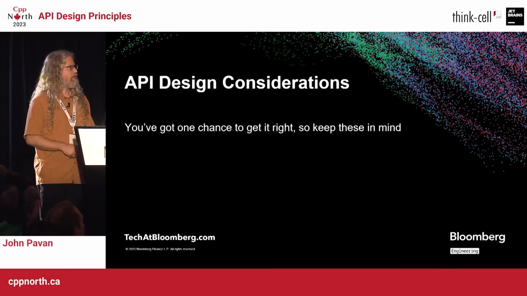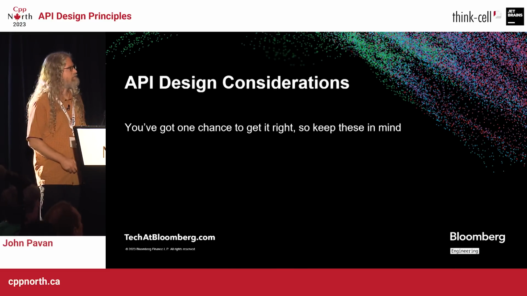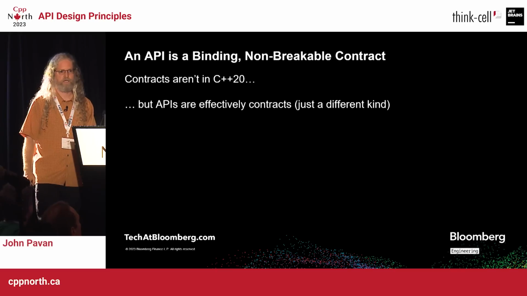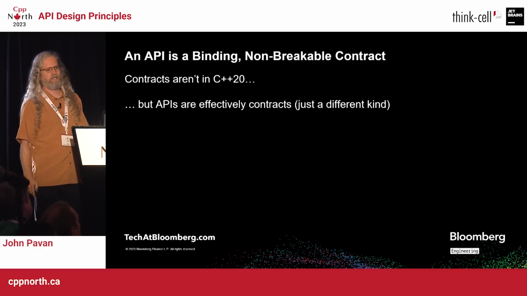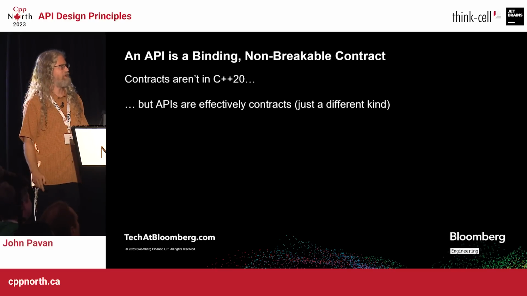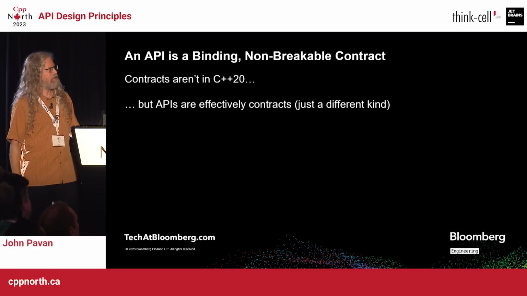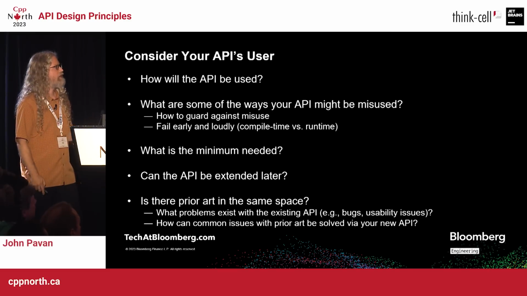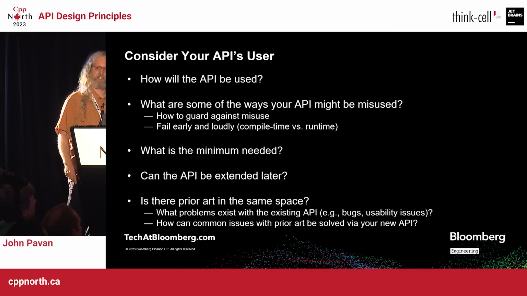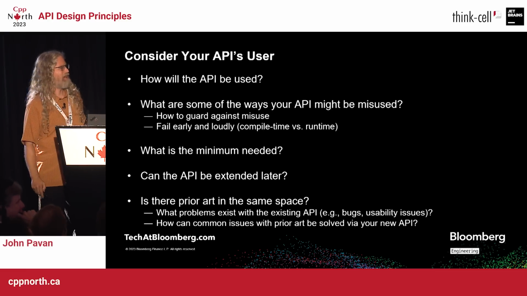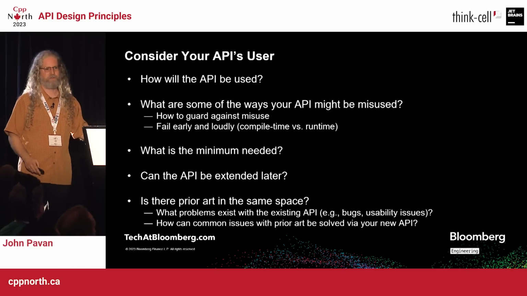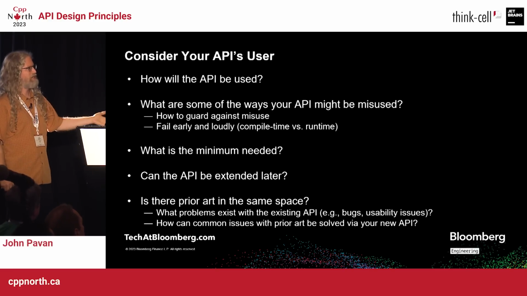So now I'd like to talk about some API design considerations. You should think of your API as a binding, non-breakable contract. The contracts didn't make it into C++20. I guess we probably should be talking about 23. But you should be thinking of your APIs as contracts with the people that are using your library. This is the second time I'm going to talk about really needing to focus on the library's user. So you should think about how the API is going to be used. Again, this is probably the best place to start the thought process of developing the API.